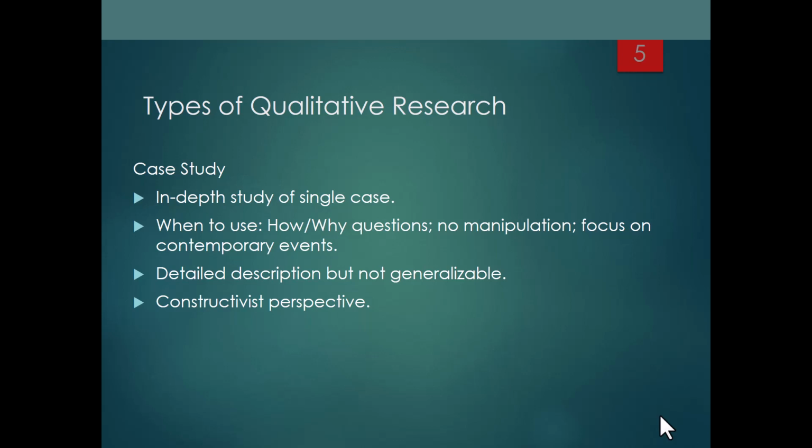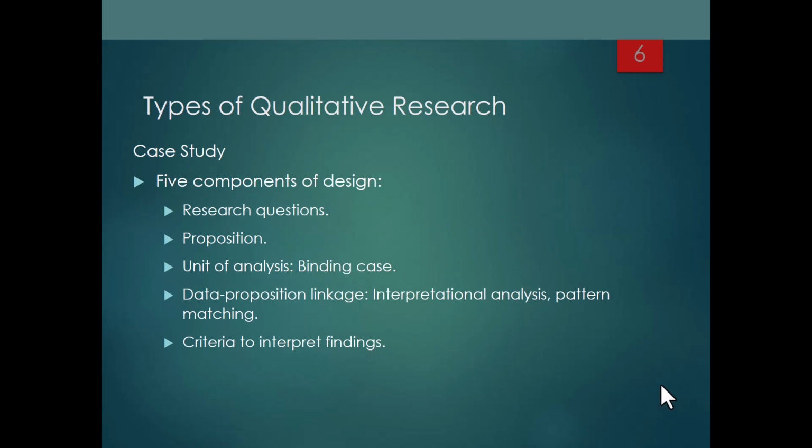Researchers use a constructivist perspective, which believes that development of knowledge is derived from persons' experiences and the reflecting on these experiences, and that truth is relative and dependent on one's perspective. There are 5 components of design. The research questions: a case study starts with how or why questions.